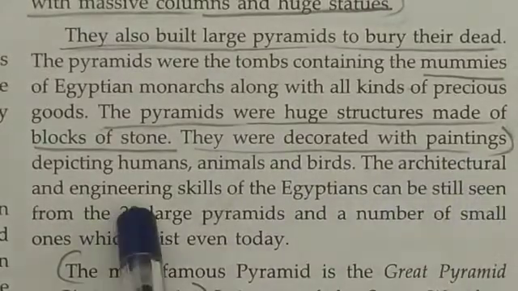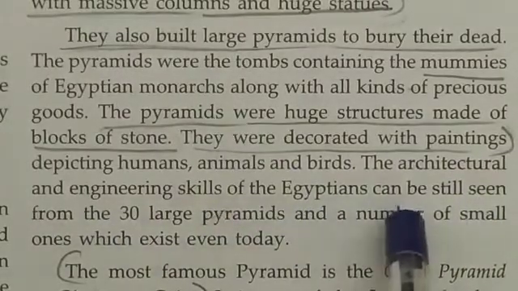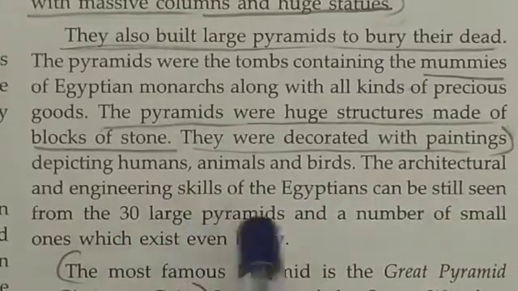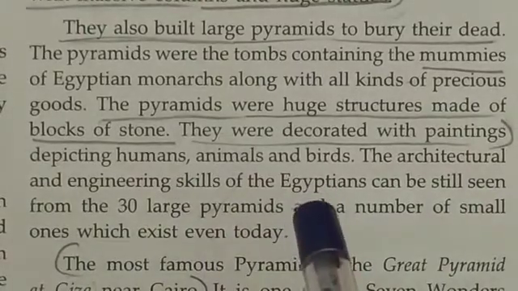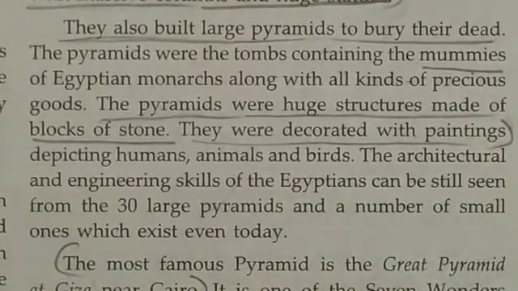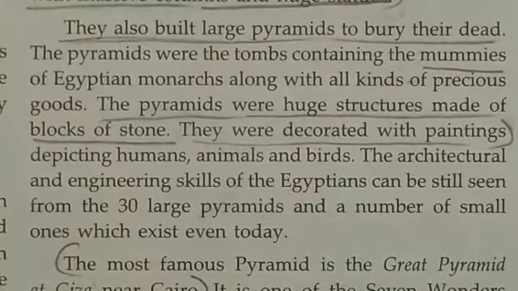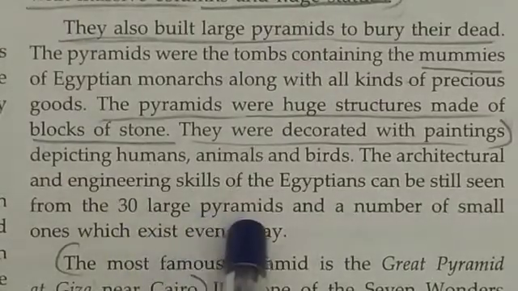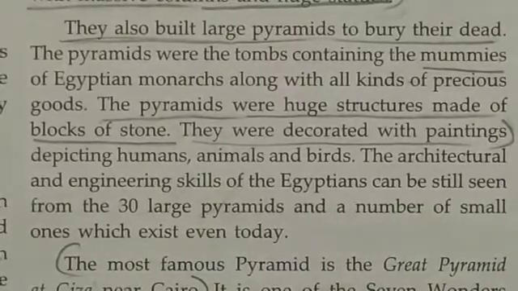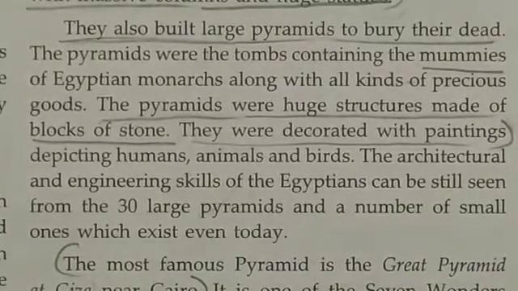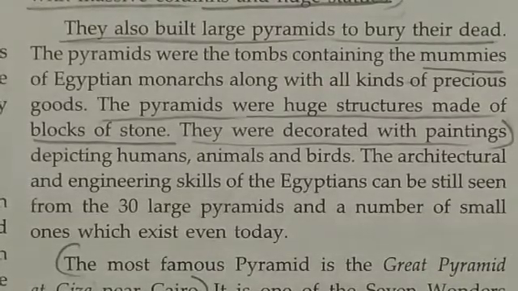The architectural and engineering skills of the Egyptians can still be seen from the 30 large pyramids and a number of small ones which exist even today. These pyramids were constructed long back, but some of them still exist. There are about 30 large pyramids and some small pyramids, and from them we can understand the architectural and engineering skills of the ancient Egyptians.